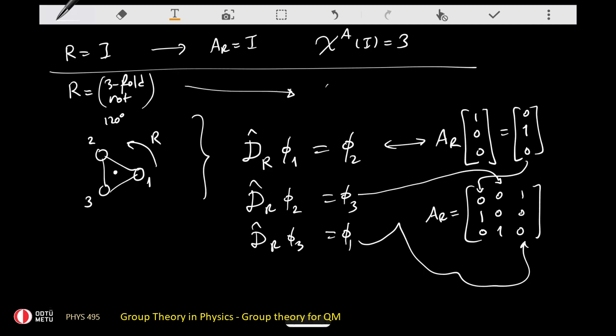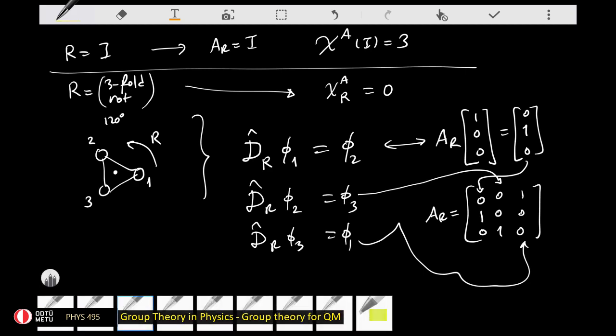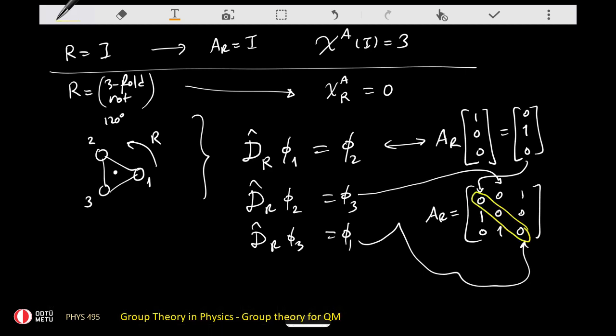Well, I don't need to do. So the character of that R is therefore equal to 0 because the diagonal entries in here are all 0. In principle, if the rotation changes the atom in the molecule to a different atom, then the diagonal entry coming from that orbital or those orbitals belonging to those atoms will be 0. Since this threefold rotation just moves every atom to somewhere else, the diagonal entries are equal to 0.